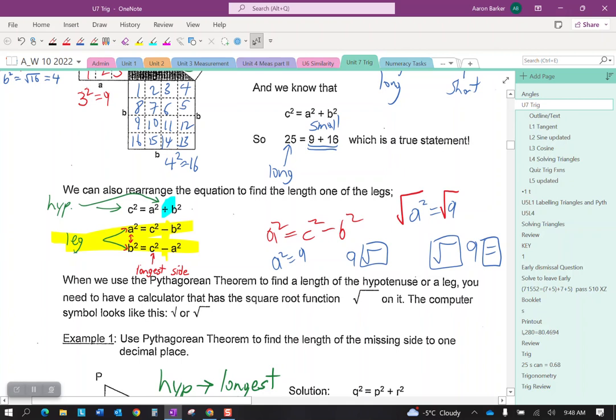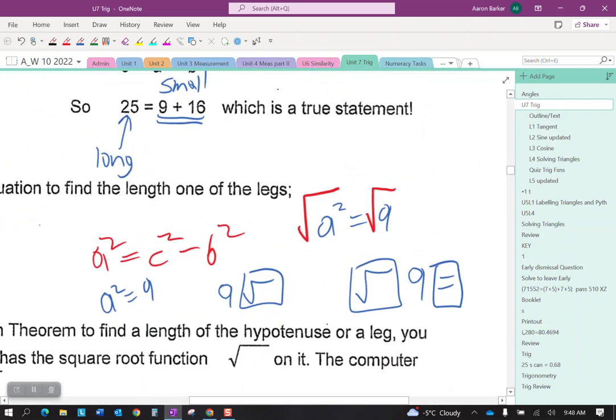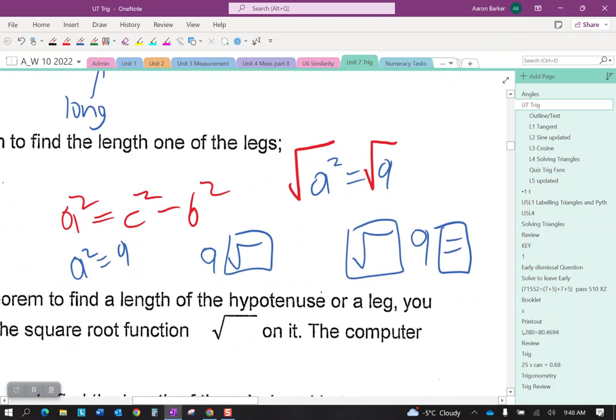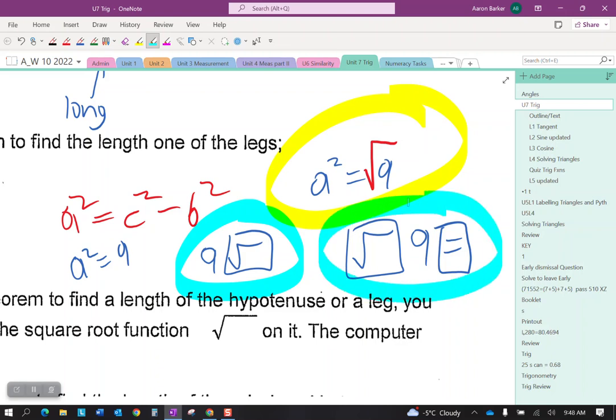So on your calculator, I want to make sure you can do this, because that's the biggest thing. If you can't do this on your calculator, you're messed up. So let's practice this right now. If you are trying to find this, a squared equals 9, you take the square root of 9. You can either type in 9 then the square root button, or square root 9 equals.